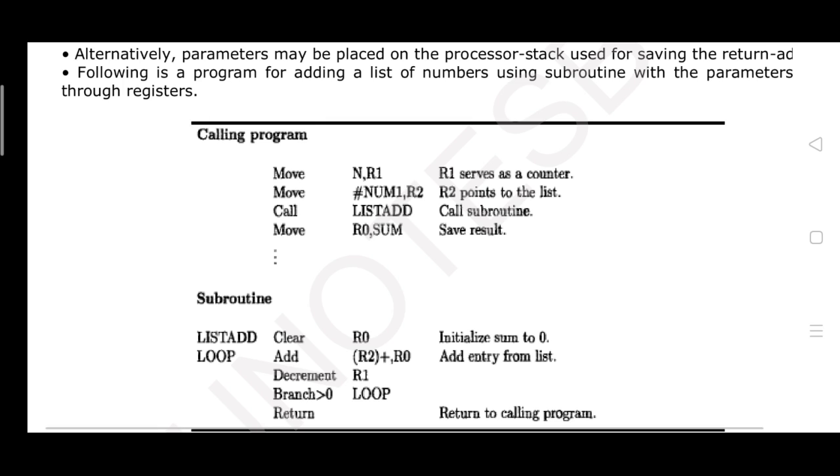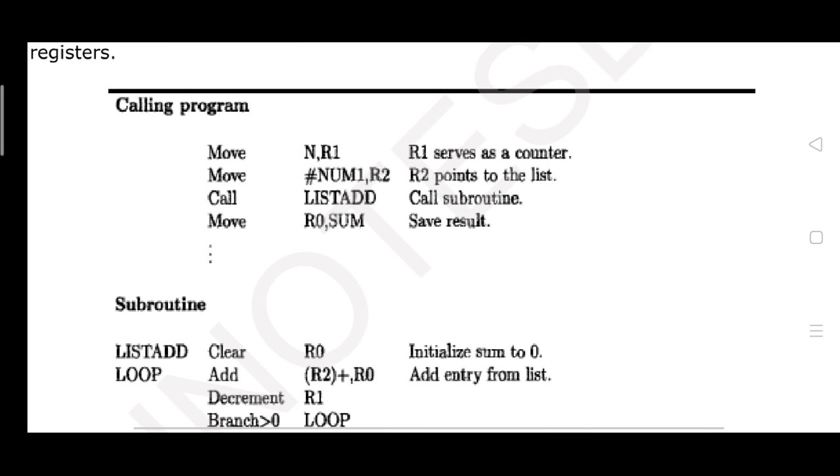Calling program and subroutine, or called function, they are separated as you can see here. In the calling function or main function, what is done? There is a move instruction. So n comma r1 is written. That means r1 serves as a counter. R1 stores the count value, how many terms you need to consider for addition. What is the value of n? That is stored on r1.